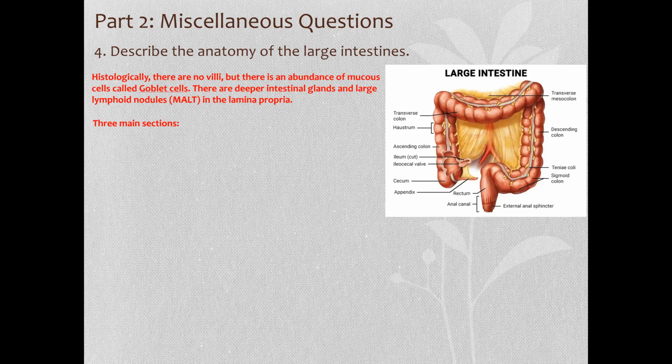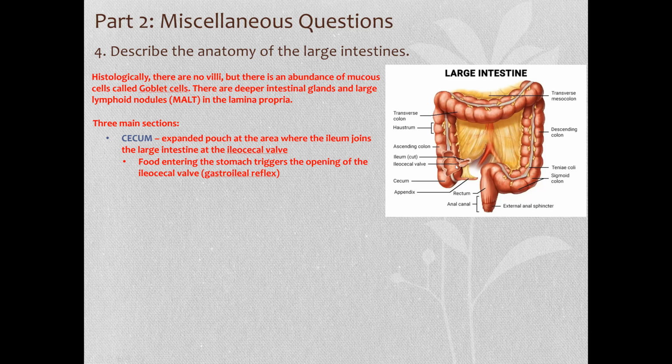The large intestine anatomically can be broken into 3 main sections. The first one is the cecum, shown here. The cecum is an expanded pouch at the area where the ileum joins the large intestine, and this is where you also have the ileocecal valve. Food entering the stomach will actually trigger the opening of the ileocecal valve, and that is called the gastroileal reflex.